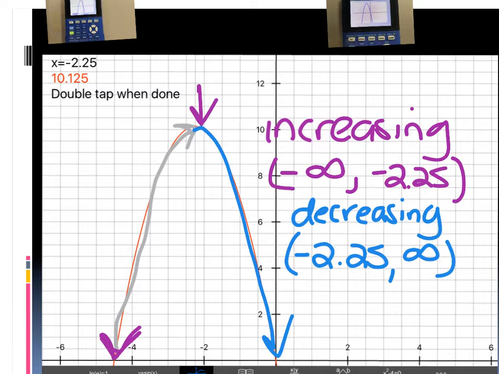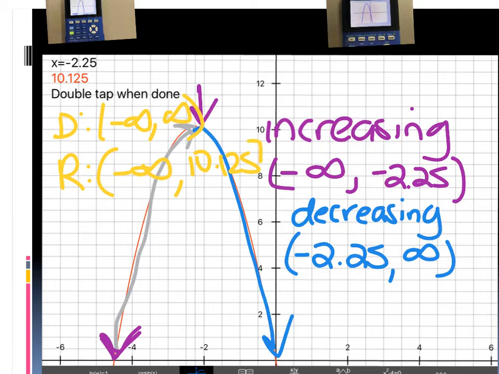How about domain and range? What's the domain on this function? All real numbers. Negative infinity to positive infinity. My arrows are going to point left and right. What's the range on this function? What's the lowest point on my graph? Negative infinity. What's the highest point on my graph? 10.125. And bracket or parentheses on the 10? Bracket, because we include that point. It's part of the graph.